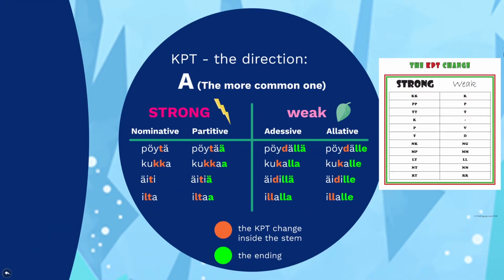Now that you've seen the changes that can be caused by the KPT rule, you have to know what kind of word you're using in order to decide on the direction of the KPT rule. There's type A, and this is words ending in all vowels except E. And this means that the basic form will have the strong grade, like in these examples, pöytä, kukka, äiti, ilta. If you check the words in the left column, you'll see that they're all strong grade in the nominative and in the partitive. On the right side, there are examples of some other cases, and you can see that the stem is indeed the weak option from the list.